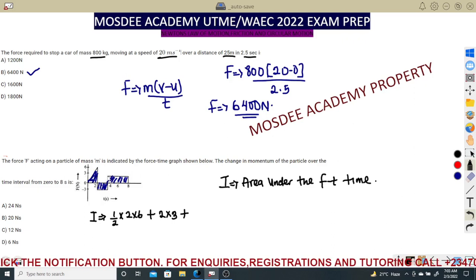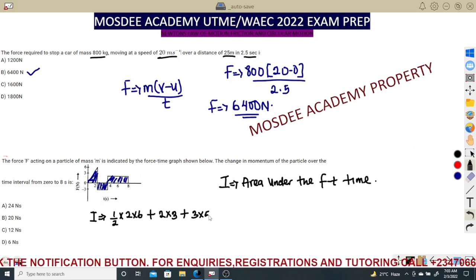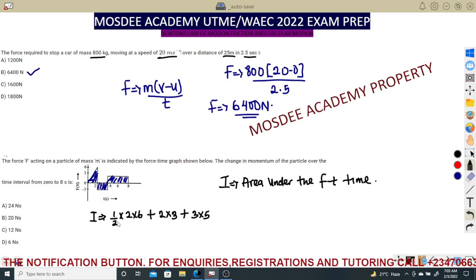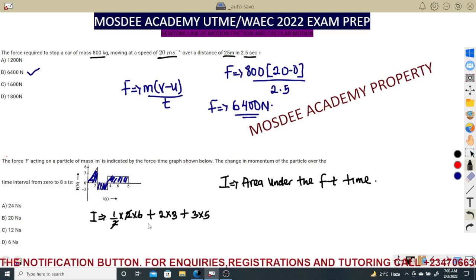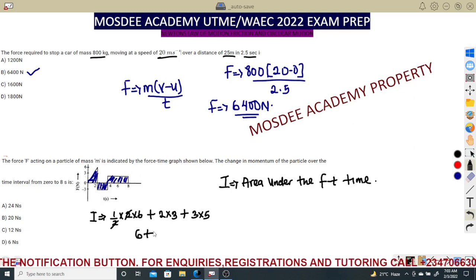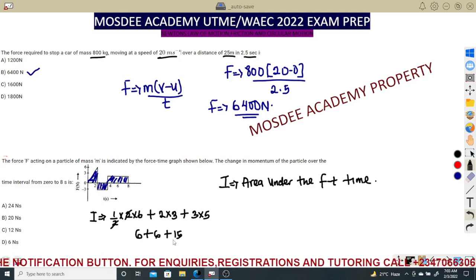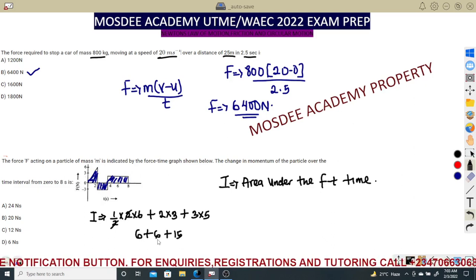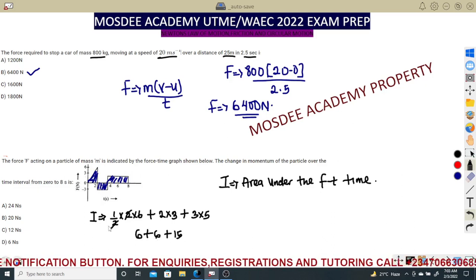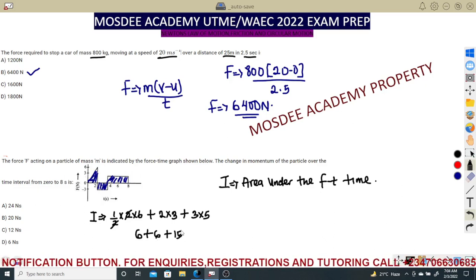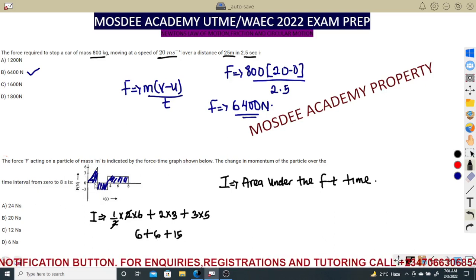So look at what I'm trying to say. If I take the breadth as this place is 3 multiplied by 5. I'm just taking a random value because I cannot see that scale. So 6 plus 6 is 12. 12 plus 15 is 27. So I'll go for this answer because that's the closest answer here, according to what I have here.